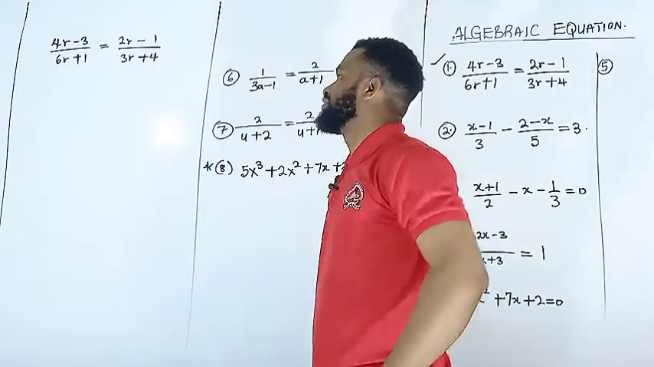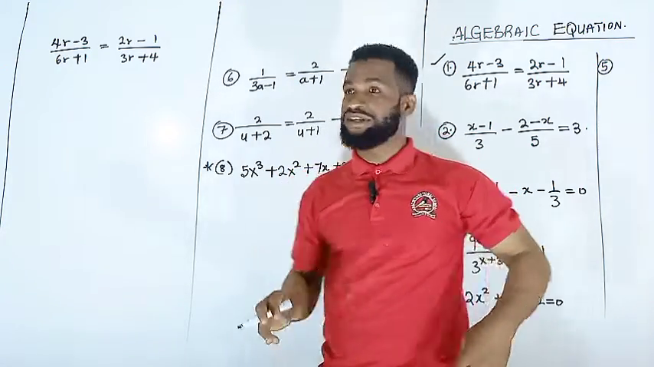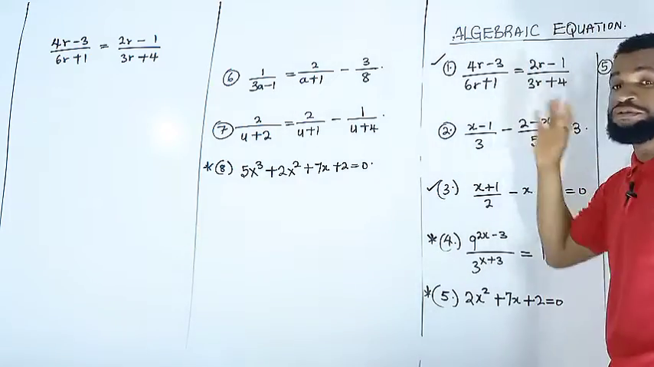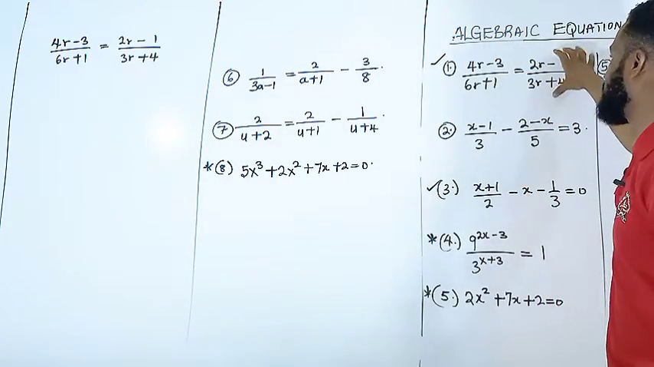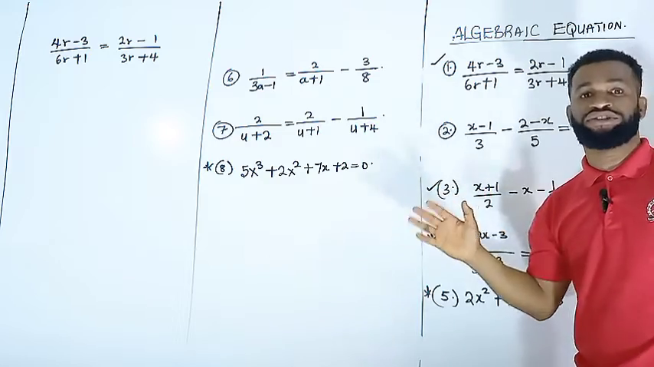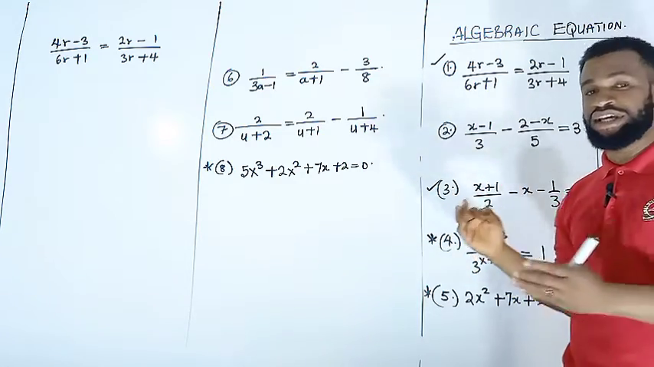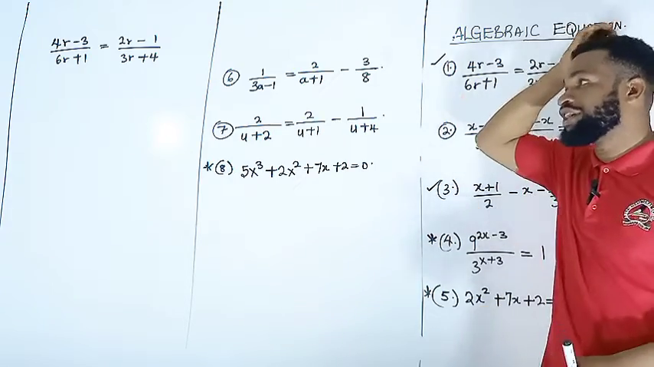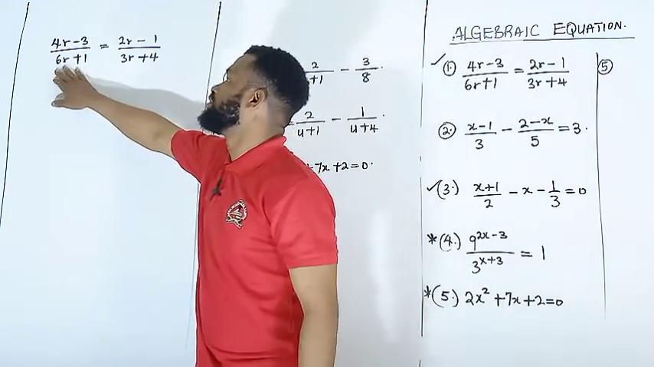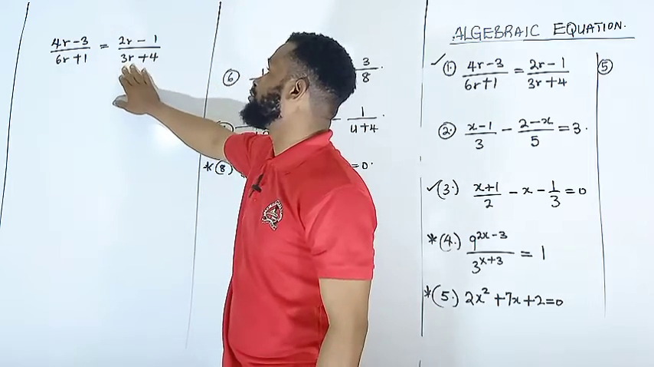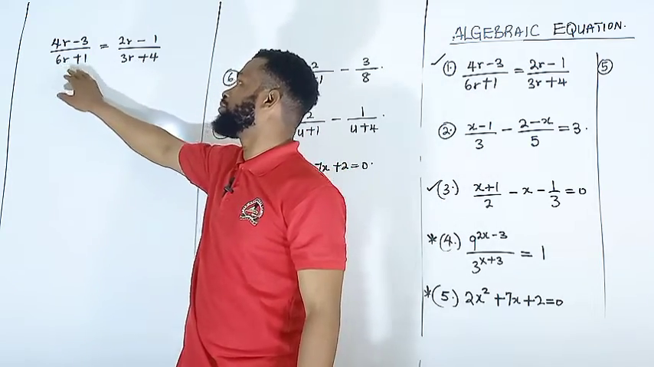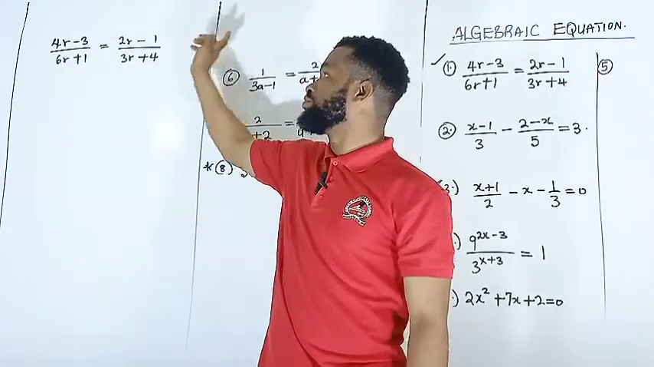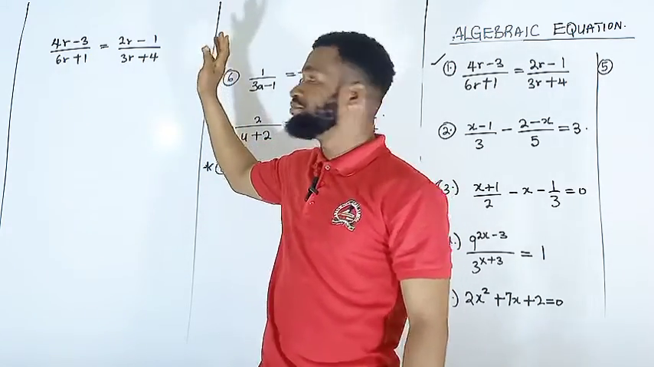If you look at this, like I always say, each time you have an algebraic expression involving fractions, this is a fraction and this is a fraction, the first thing you need to do is to take the LCM of both sides. In this case, the LCM of 6r plus 1 and 3r plus 4 is 6r plus 1 times 3r plus 4. So what I'm going to do is multiply them.